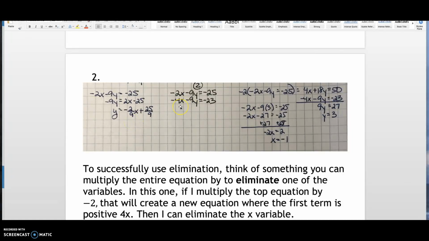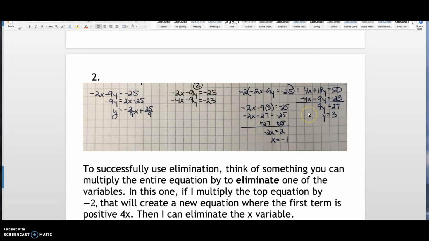And in looking at the original question, if I multiply this top equation here by negative 2, that would then change these terms like I have written here. So I rewrote the top equation from here to here, and I wrote negative 2. Now when I do that, that applies to the whole thing. So this then became 4x plus 18y equals 50. I then rewrote the negative 4x minus 9y equals negative 23 underneath it.